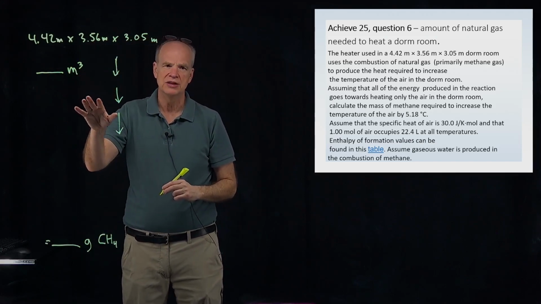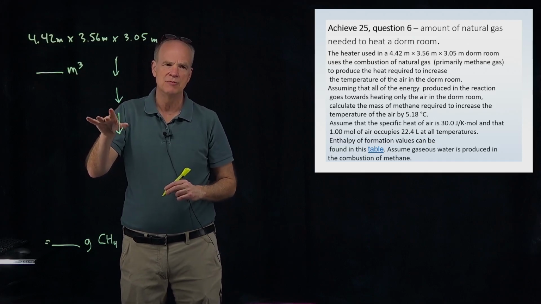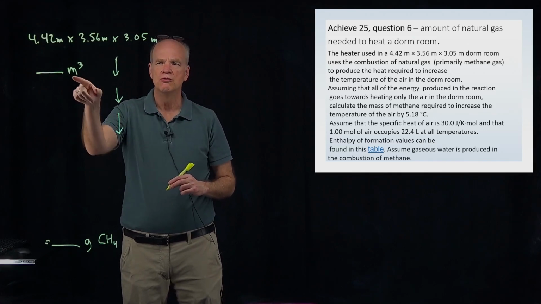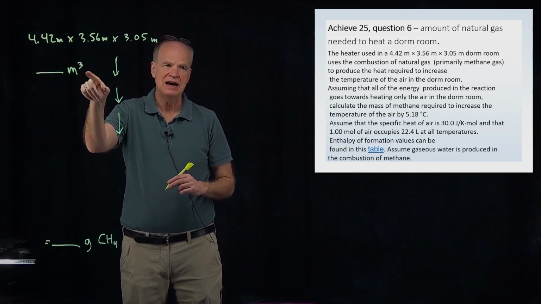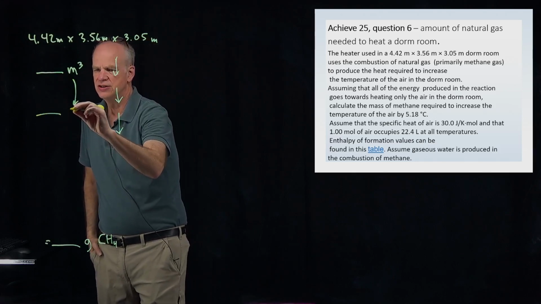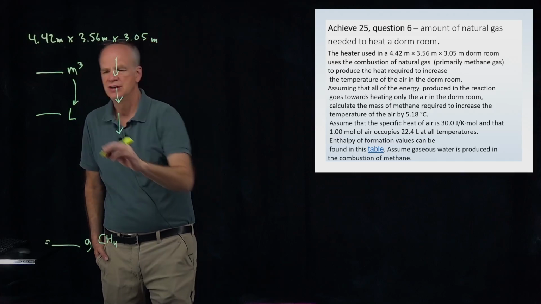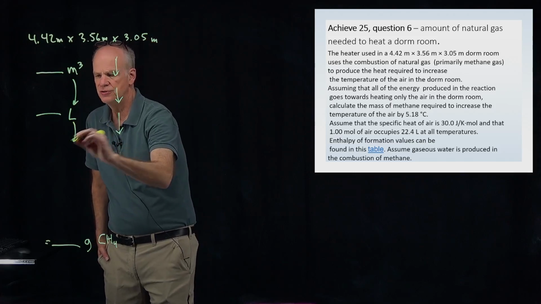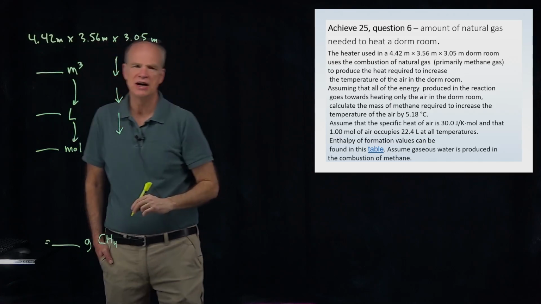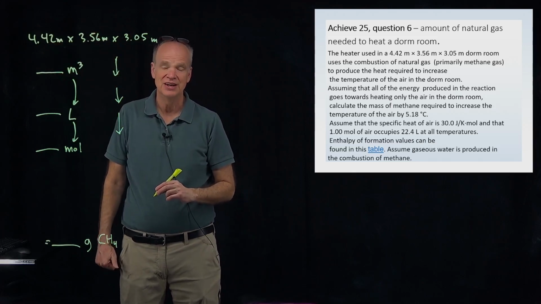Now, one of the things you'll probably notice in this problem is they tell you the number of moles of gas that can be found for a certain volume. So what you have to do is get meters cubed into the volume in liters. And then once you find the volume in liters, you can find the number of moles of gas that will occupy this space in the dorm room. Okay, then it gets interesting.